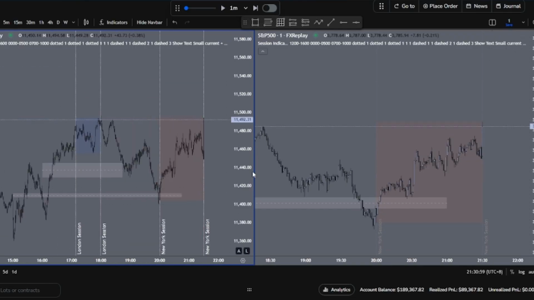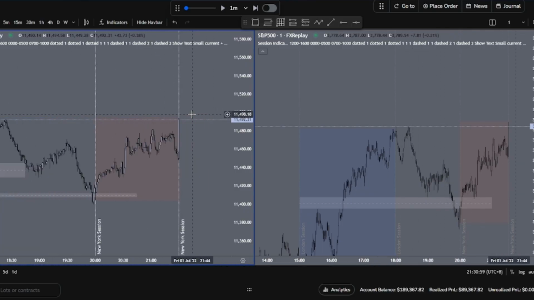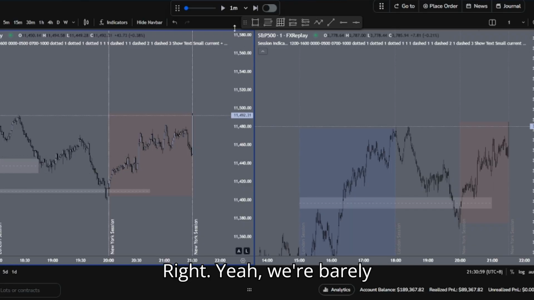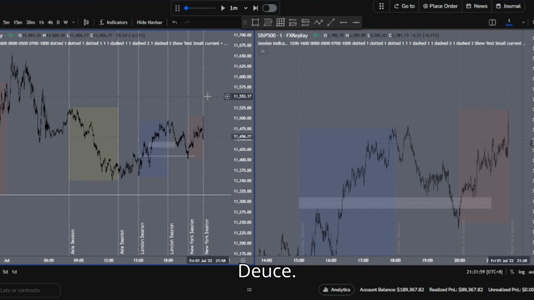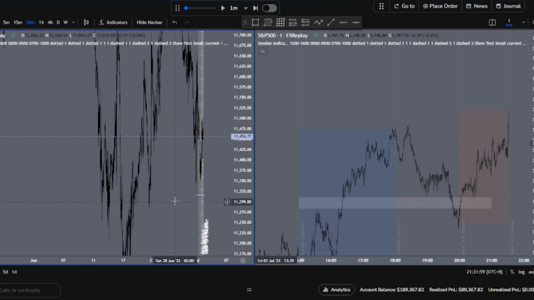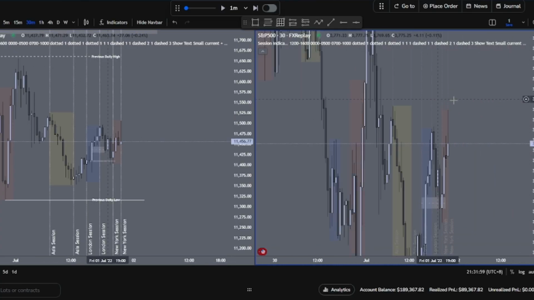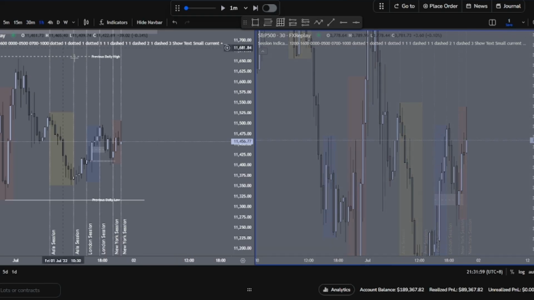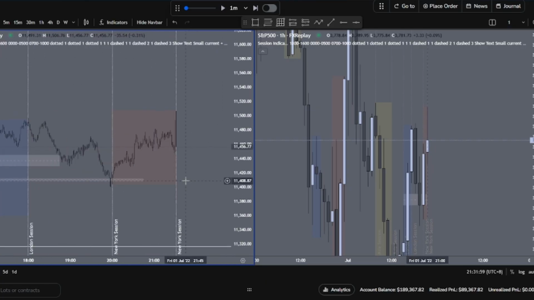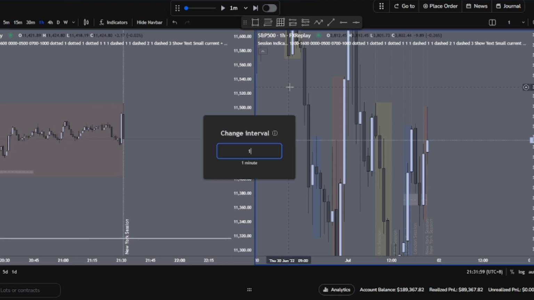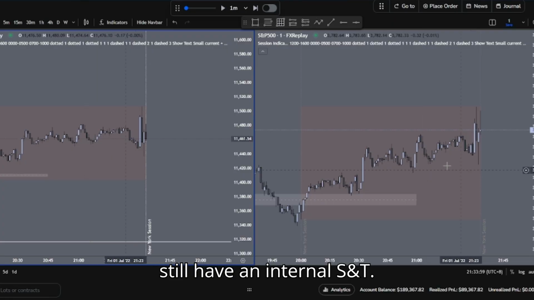Okay, that is pretty fast. We have taken out London highs on ES, but on NQ we're barely missing it. Right? Yeah, we're barely missing it. Okay, we've taken it. Deuce. Don't see anything I particularly like, but let's see. Let's continue watching, I think. Still have an internal SMT.